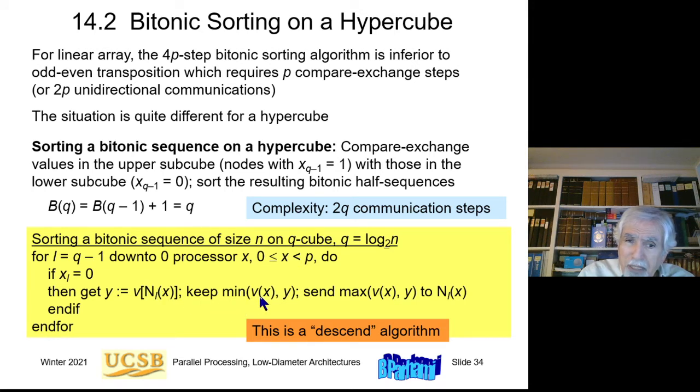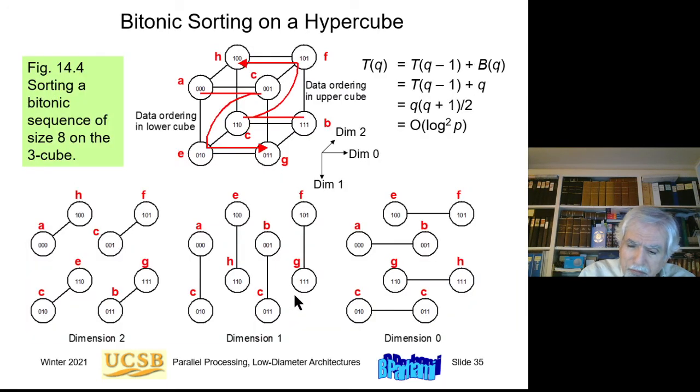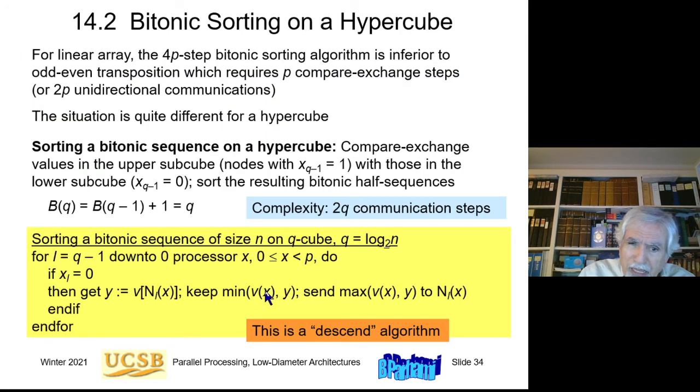Then keep the minimum of your own value, V of X, and the value you just got from your dimension L neighbor, which we called Y. Send the larger of the two values to your dimension L neighbor. Okay, you see how simple this algorithm is, but this only sorts a bitonic sequence. It's not a general sorting algorithm.